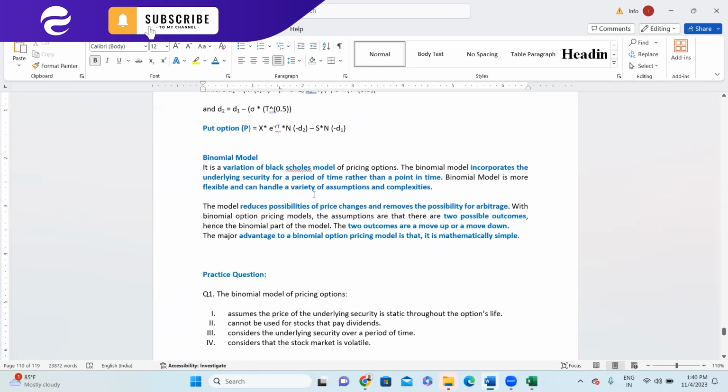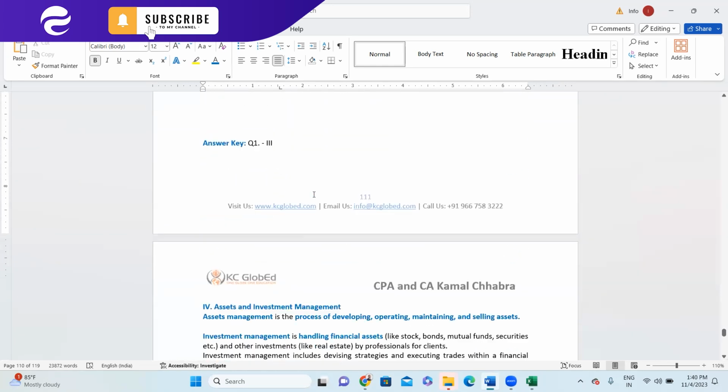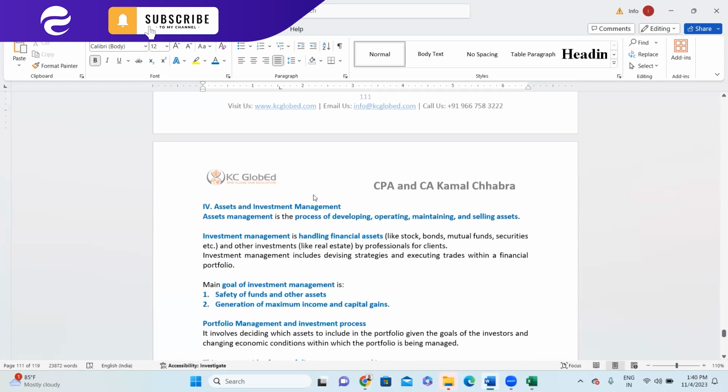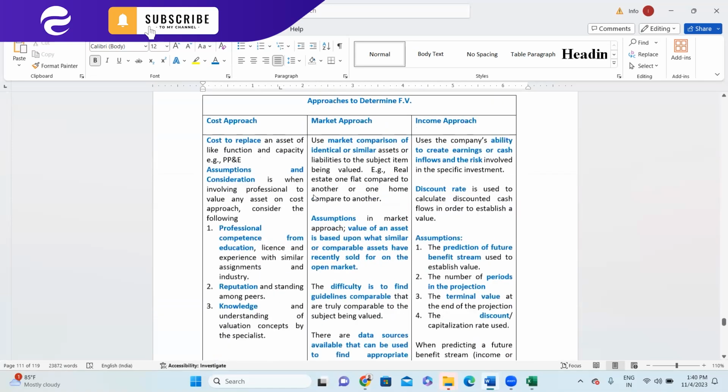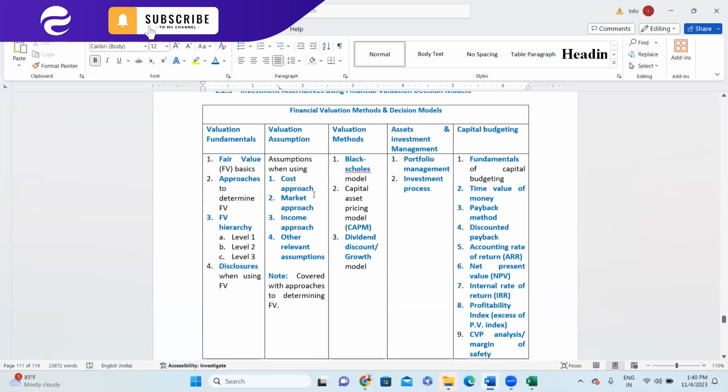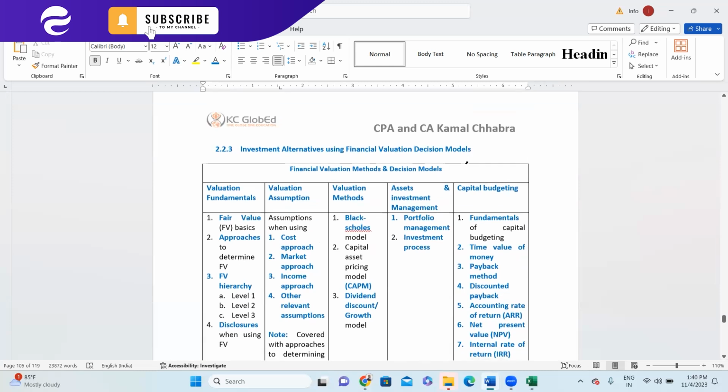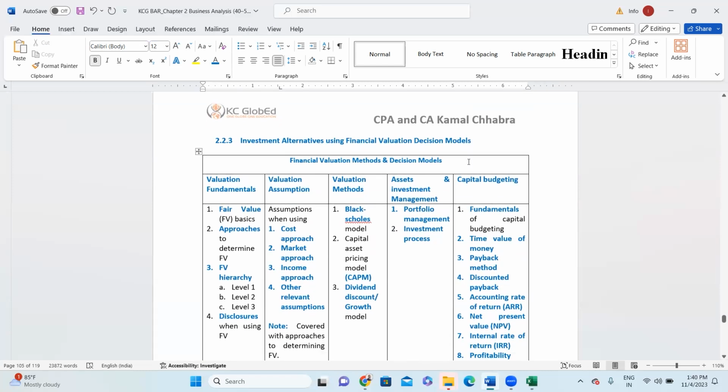Right? So this is it for today's class. Tomorrow we'll be starting with asset and investment management. Right? So if you see over here, we are done with valuation fundamentals. We are done with valuation assumptions. We are done with valuation methods. Tomorrow we'll be covering these two topics and then we are done with 2.2.3.